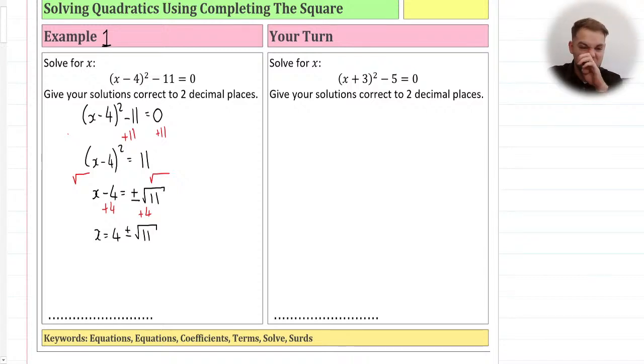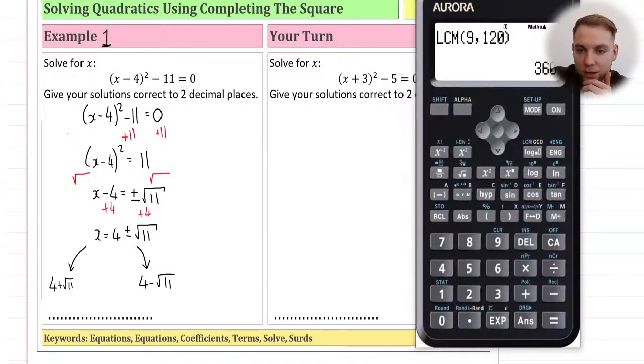And that there is actually two numbers. So it's 4 plus root 11 and 4 minus root 11. Now, on the non-calculator paper, this is how you'd leave the two solutions, one like this and one like this. Now, I've just spotted that this actually says give your solution correct to 2 decimal places. So with this one here, we do actually need to work it out. So I'm going to work out what both of these are. Now this doesn't actually come up very regularly.